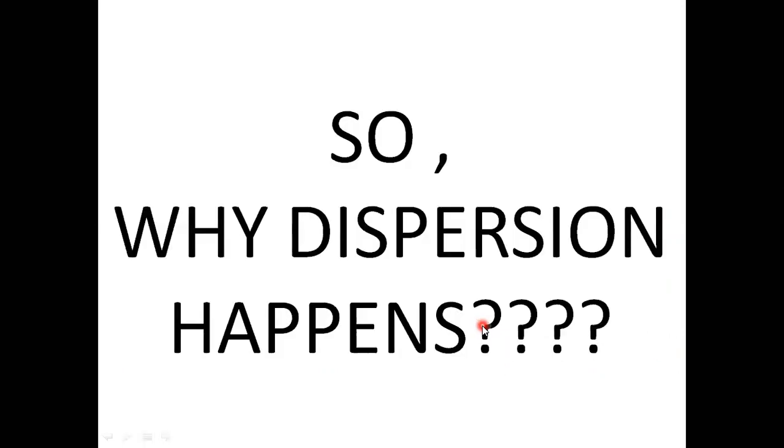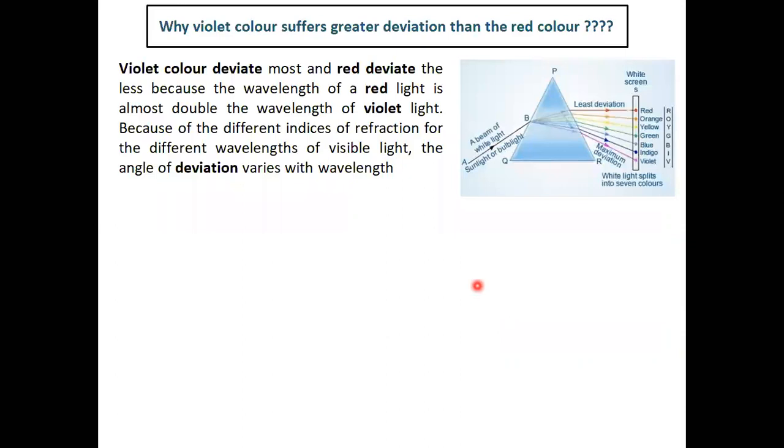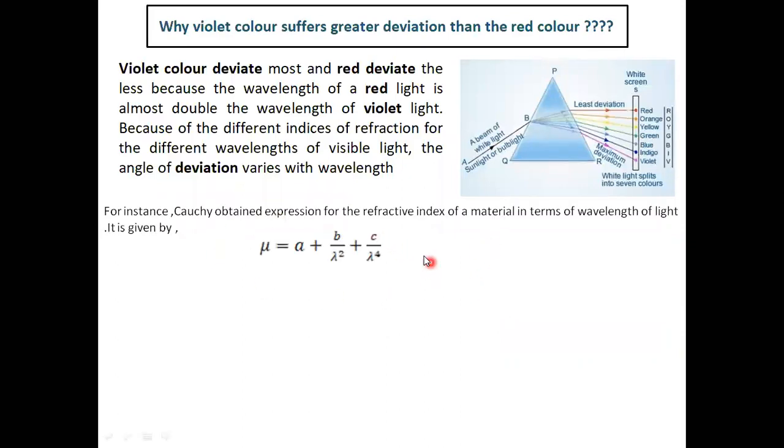Yes. So why does this dispersion happen? Basically, it is this equation. This is called Cauchy's equation, C-A-U-C-H-Y. Cauchy derived a relationship between the refractive index of the material and the wavelength of the color. For example, if I ask what is the refractive index of water, the very common answer is that the refractive index of water is 1.33.